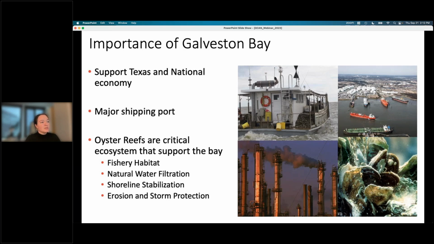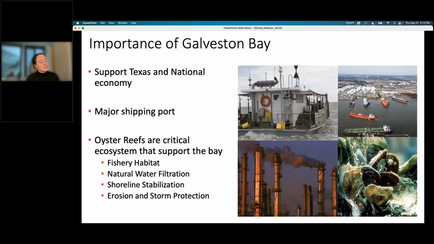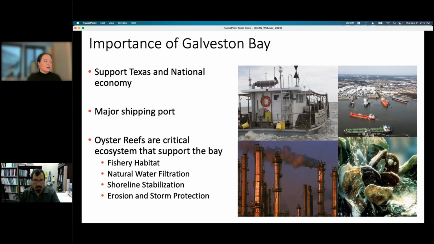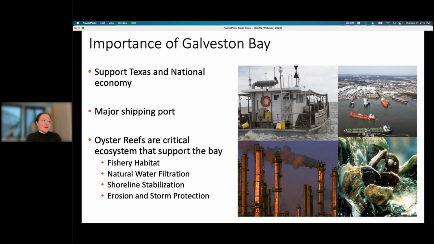In addition, it's home to very valuable oyster reefs that are a critical ecosystem that support the bay. These not only provide income and are a fishery resource themselves, but also create critical habitat for many other fishery species in the bay. They act as a source of natural water filtration, helping to keep the ecosystem healthy. They also stabilize the shoreline and protect the shoreline from erosion and storms. So we can see they provide a number of significant services, not only for our bay or for this specific ecosystem, but also on a national scale.